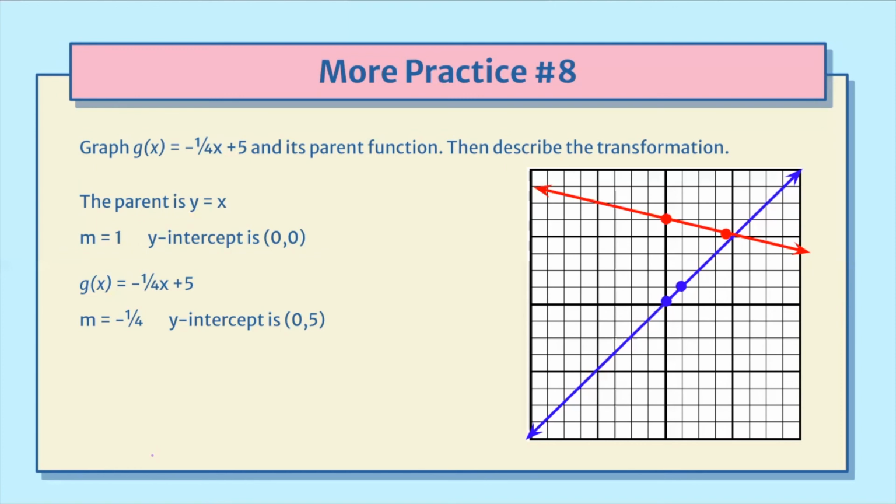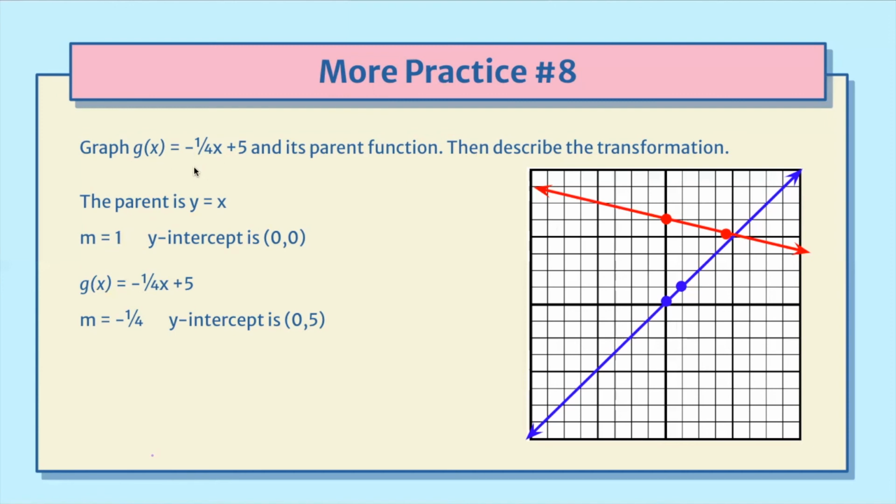To describe the function, we can see that g of x appears to be flipped compared to the parent function. And if we imagine flipping it over the x-axis, then the parent function will be this way. So we can see that's what g of x is doing.